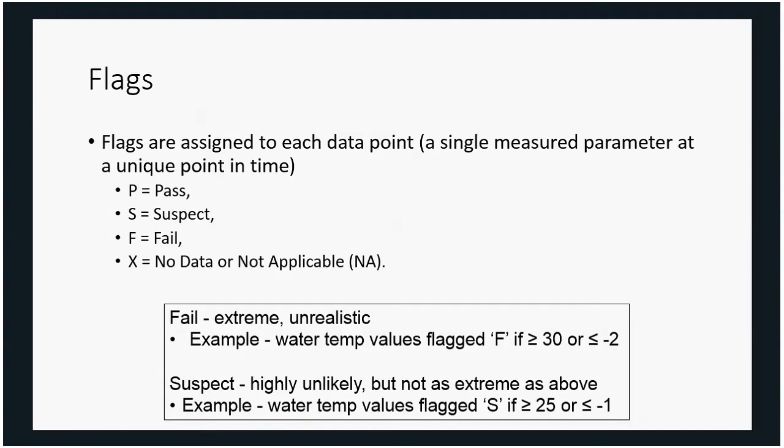The flags are assigned to each data point from each test, and then overall to that data record. P is pass, meaning it passed that test. S is suspect, meaning it was above a lower threshold but not quite to the level of failure. F is fail, meaning it's way over the limit or just over the limits that were specified. X is for no data or not applicable.